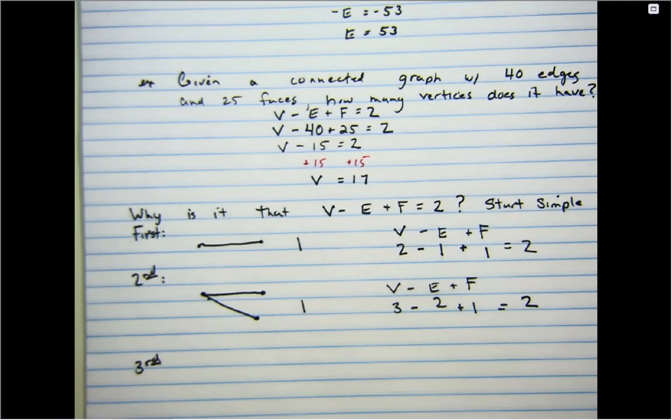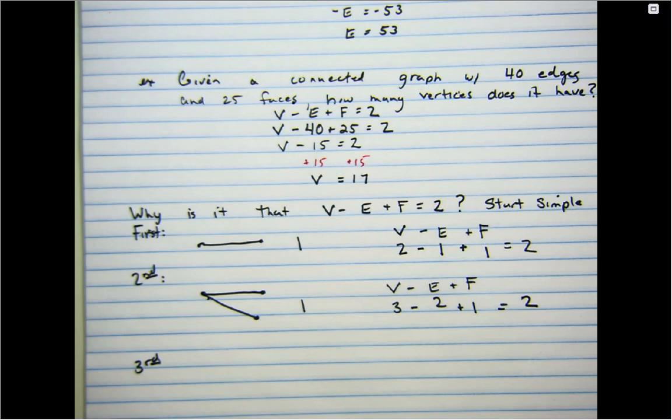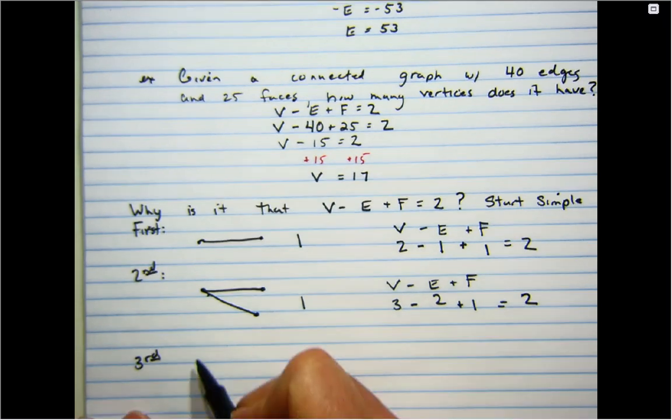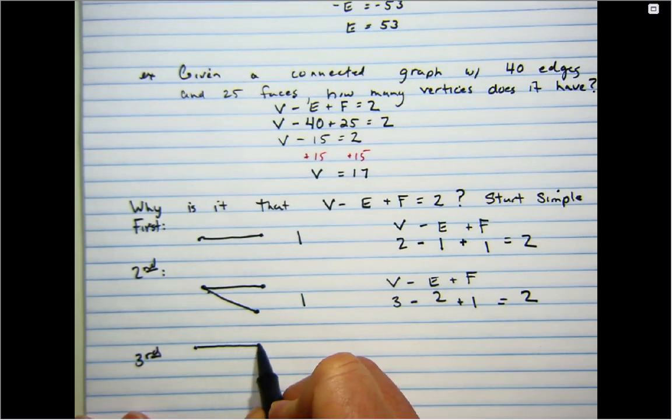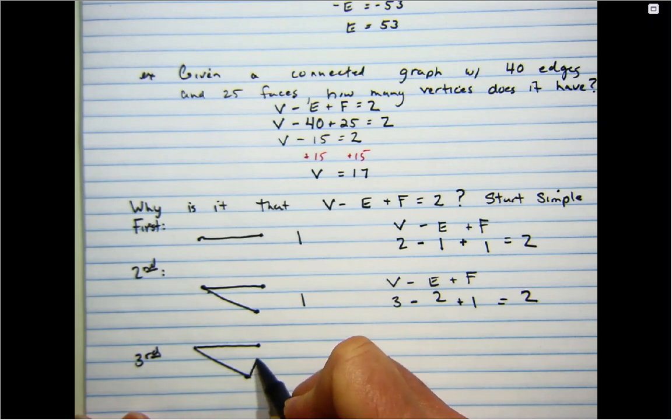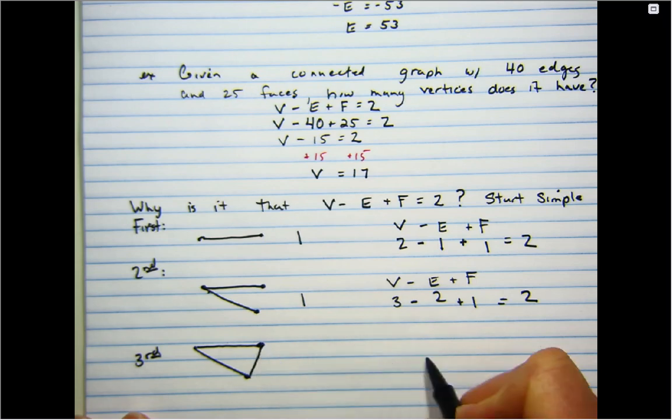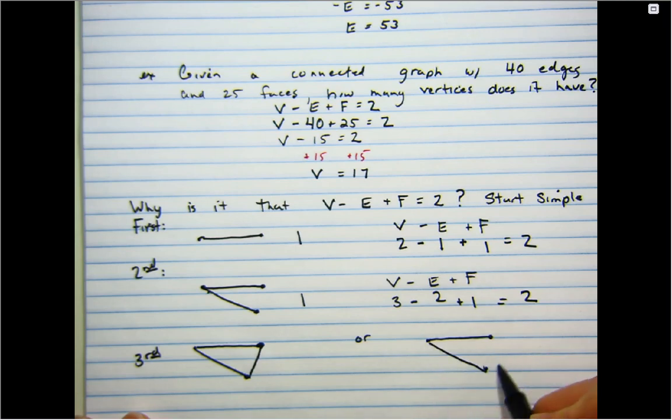Okay, we're going to add another edge. So the third step, we'll add another edge. So I have 3 edges. But then the question is, do I want the edge to connect to where I started? Or do I want the edge to just be what we call a pendant edge? It just doesn't form a loop. It just goes off into the face that's already there.